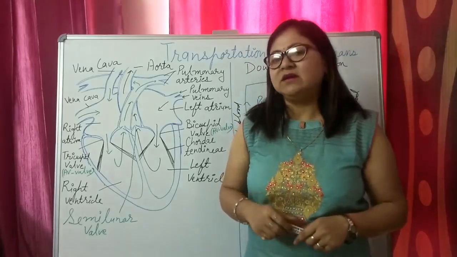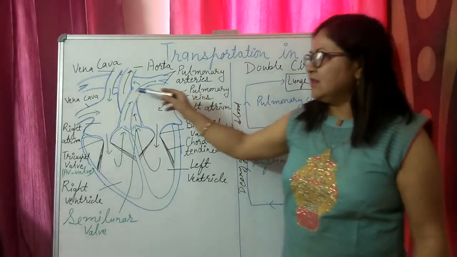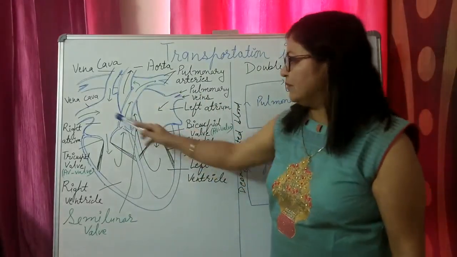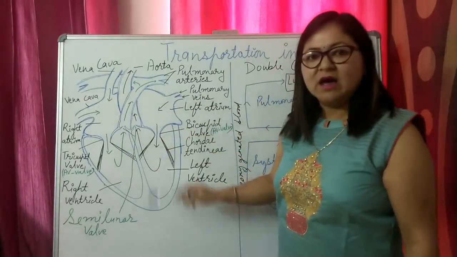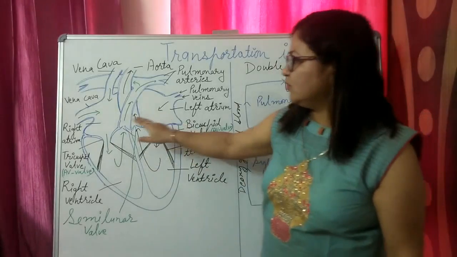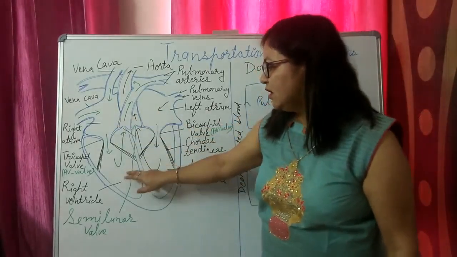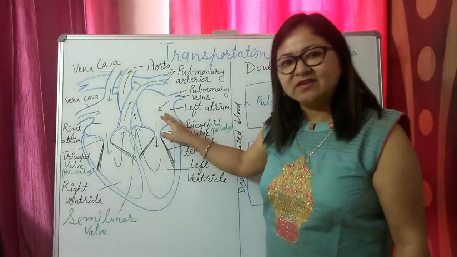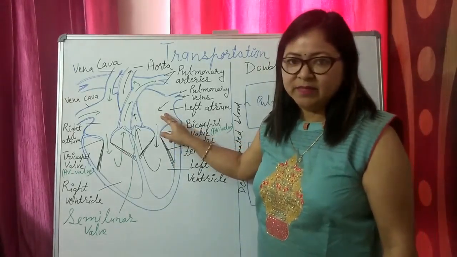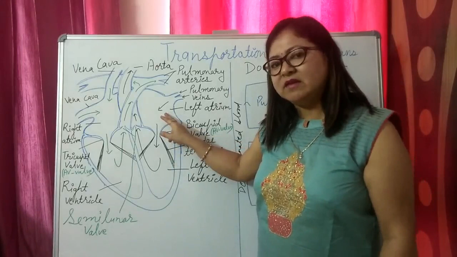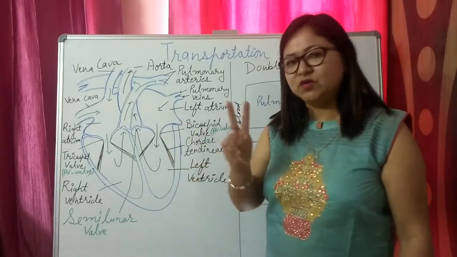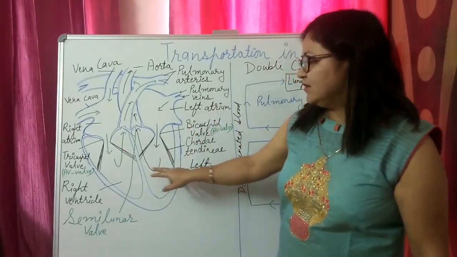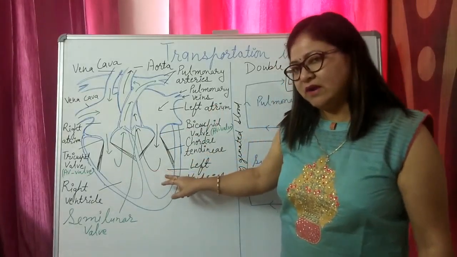Now come to the internal structure of the heart. Inside, the heart is divided into four chambers: 1, 2, 3, 4. Out of these four chambers, the upper two chambers are smaller than the lower two chambers. The name of the upper two chambers is atrium or auricle. Atrium is a singular word. When we talk about the plural, it has two atria. Next, the lower two chambers are called ventricles.